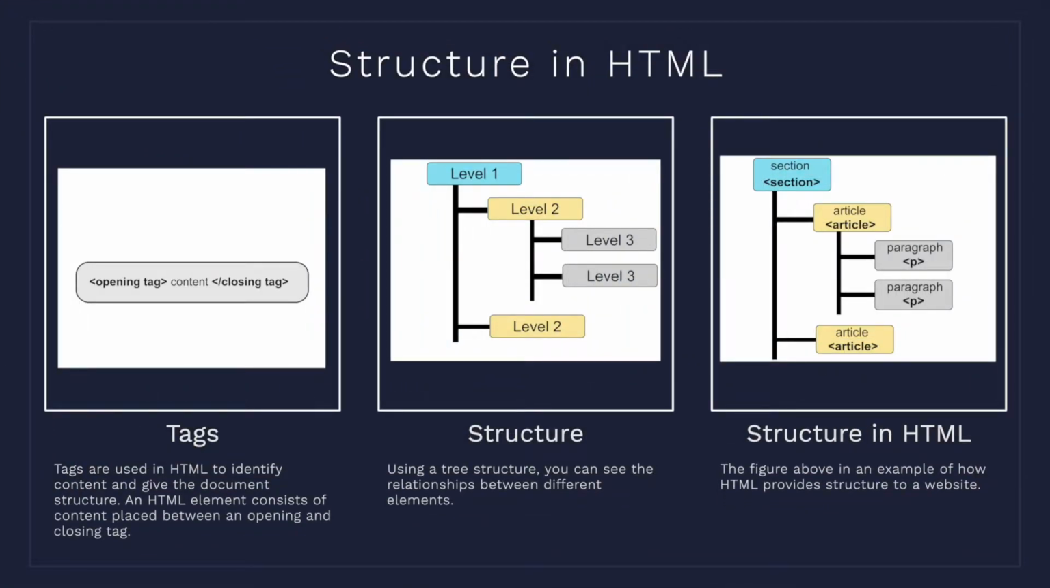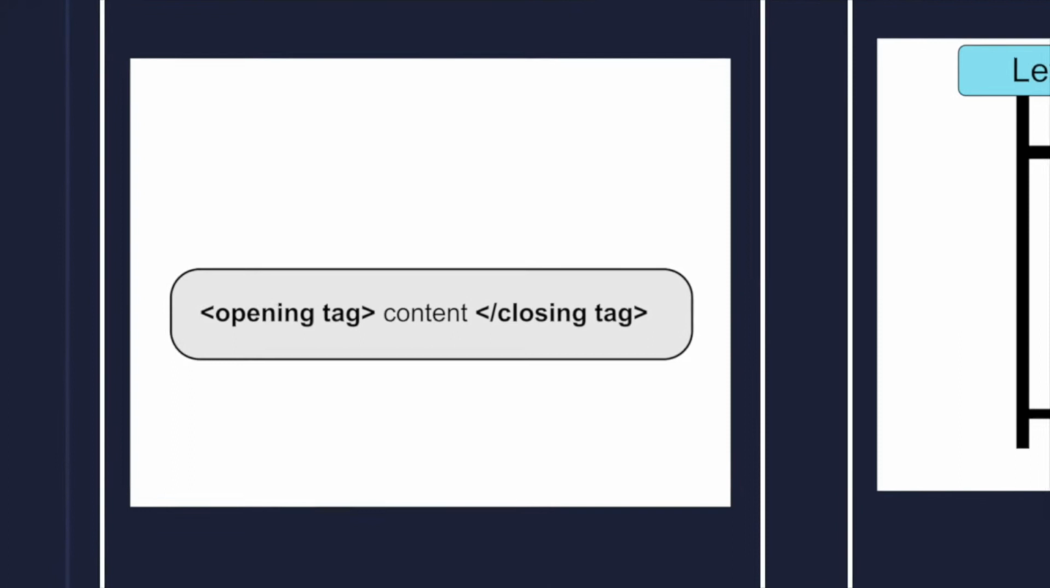Now let's talk about structure in HTML. HTML uses tags. Tags are used in HTML to identify content and give the document structure. An HTML element consists of content placed between an opening and closing tag. This is the basic structure of HTML: an opening and closing tag with content in between.